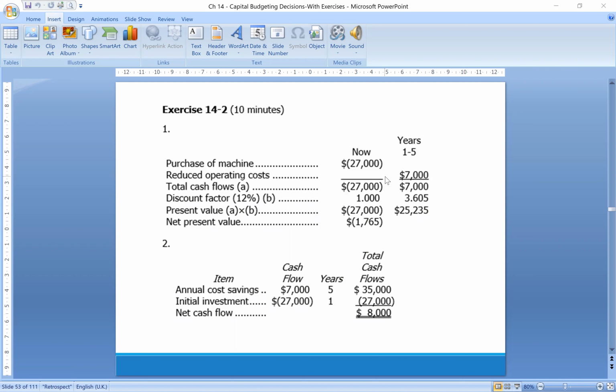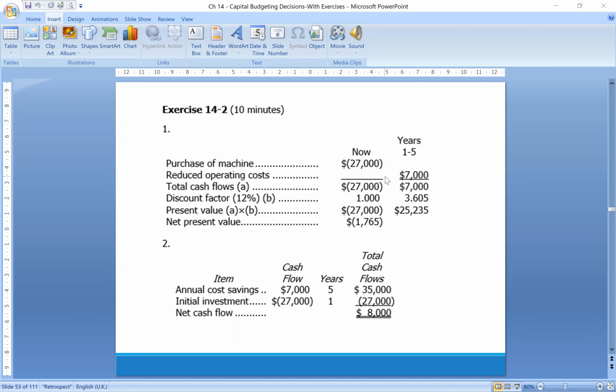Now, if you don't consider the difference between 1 and 2, if you don't consider the time concern, which means you have to accept the project. Why? Because the project will give me 35,000 for the next 5 years, and I'm paying now 27,000. So I do have net cash flows of 8,000.